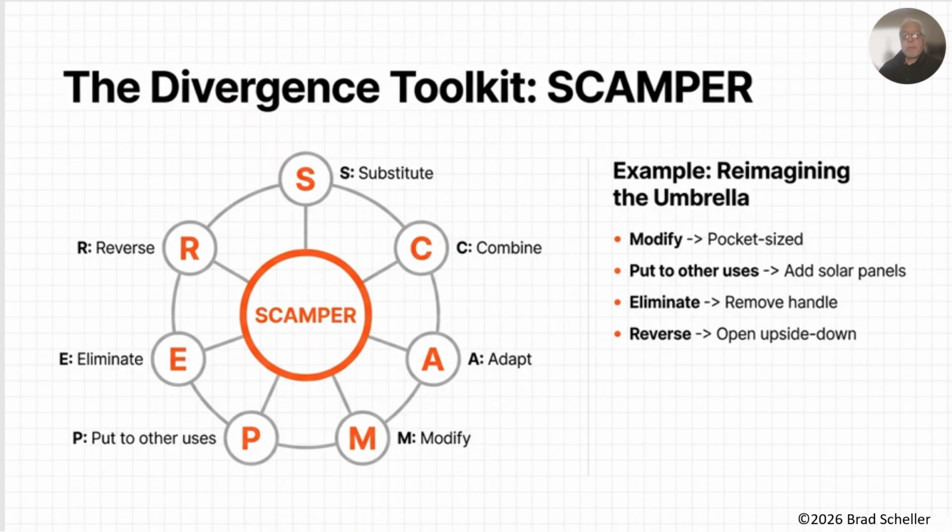Let me show you how this works with a mundane example, the umbrella. So if you take that apart and modify pocket size, the folding umbrella. Put to other uses, add solar panels, an umbrella that charges your phone. Eliminate, remove the handle, a hands-free umbrella that attaches to a backpack. Reverse, open upside down, the inverted umbrella that doesn't drip when you close it. Those are some examples. From one boring product, we just generated 4 distinct concepts. Now imagine running SCAMPER on each of the subproblems of your product. You'll generate dozens of concepts systematically rather than hoping for inspiration to strike on the few that you have.